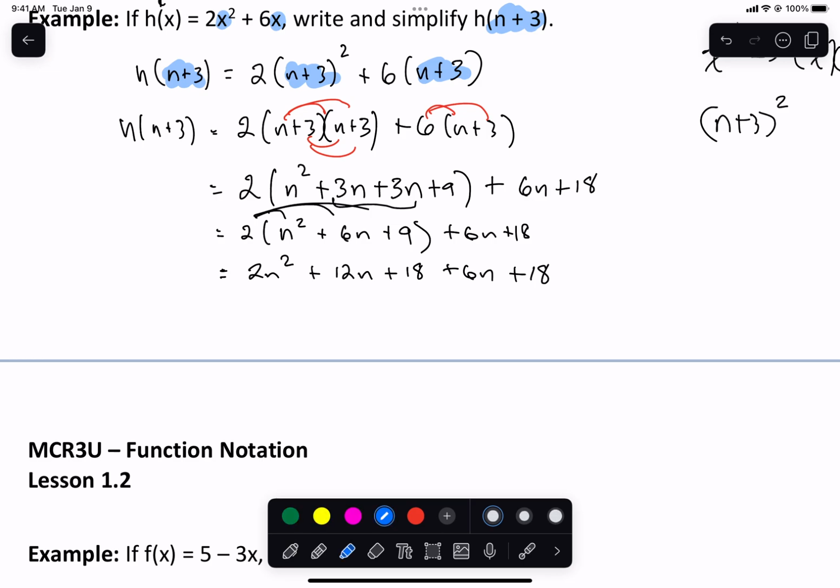Just as a quick refresher, I'm not going to do this for the whole course, but I can collect like terms: the n's can be collected together. If there was an n squared, I could collect those. There's no n squared, and then I can combine the two numbers. So we're going to go 2n squared plus 12n plus 6n is 18n plus 36. That would be written and simplified.